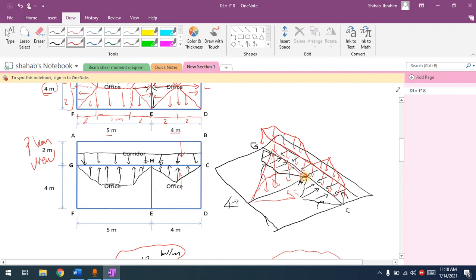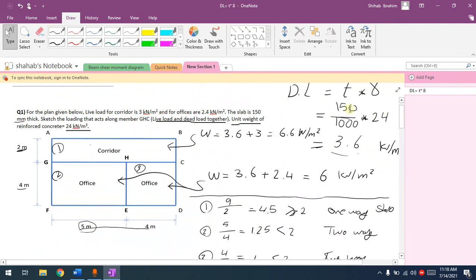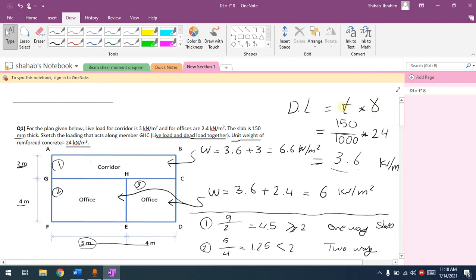Then you will find the reaction, and there will be a point load at this point here. The reaction of this beam here will be there if there is no column. But if there is a column, then no need to do this calculation. I believe this is enough for the one-way slab, two-way slab distribution. And this also had calculation of dead load, the dead load of the slab as well, calculated from scratch.